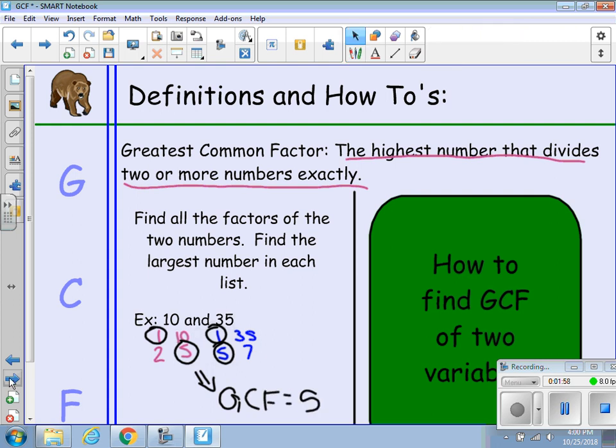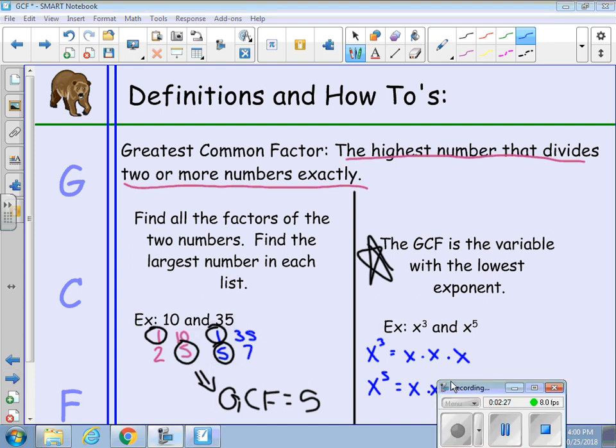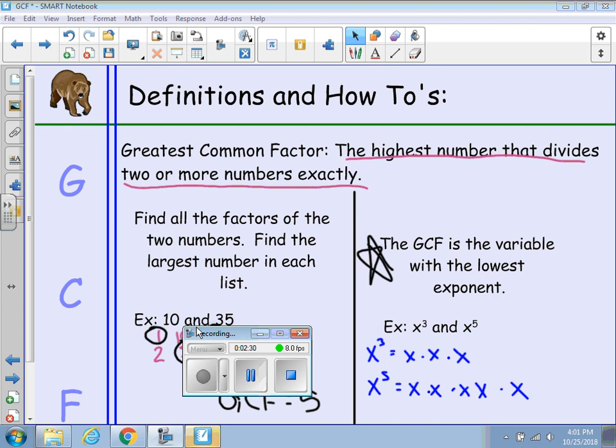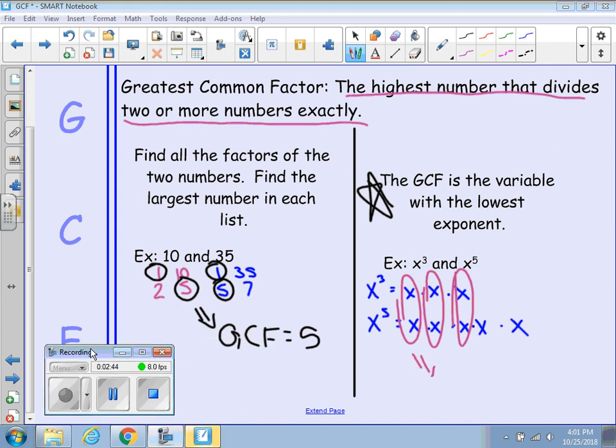Now, how do we find the GCF of two variables? In your notes, write this down. This is extremely important. The GCF is the variable with the lowest exponent. Let's talk about that for a moment. If you took this example, write it into your notes, x cubed and x to the fifth. x cubed is the same as x times x times x. x to the fifth is the same as x times x times x times x times x. Your GCF has to be in common. It's the greatest common factor. Well, how many x's do you have in common? 1, 2, 3. That's the greatest amount of x's in common to both of those terms. So that means our GCF of these variables is x cubed.